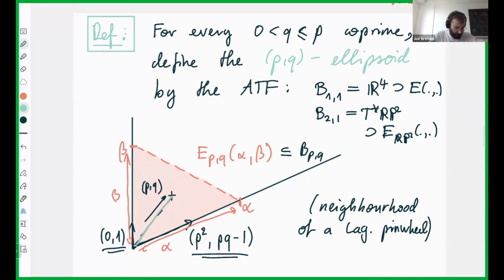But you should keep in mind that the Lagrangian pinwheel is a singular Lagrangian, so it's a CW complex. But the domains we are looking at are perfectly smooth. So we're not embedding some singular thing or something like this. It's an embedding of a smooth domain.